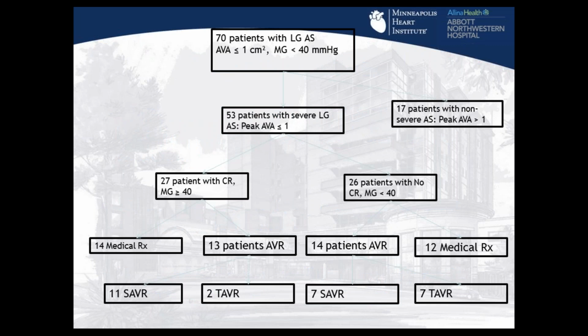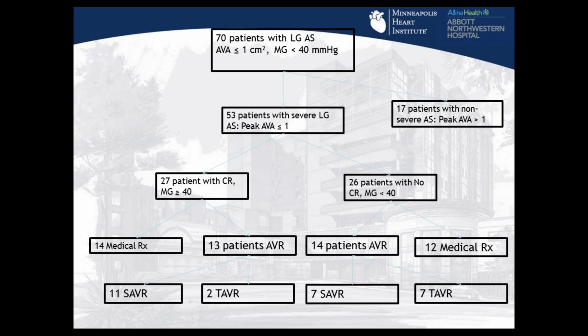So we took 70 patients who were submitted to the echo lab for a dobutamine stress echo for suspected low flow, low gradient AS. 53 of them truly had severe aortic valve stenosis after dobutamine. Almost half of them had contractile reserve with a mean gradient more than 40 with dobutamine, and the other half had no contractile reserve.